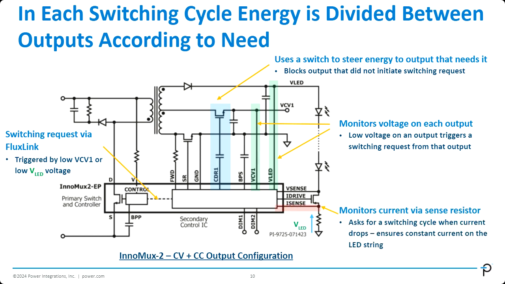Since this is a constant current output over here, it's crucial to sense the current as well. So I'm sensing the current through this iSense pin here, sending that information to the IC, and then the IC regulates the gate voltage of this regulating FET over here through the iDrive pin to be able to regulate the current going through this LED string.